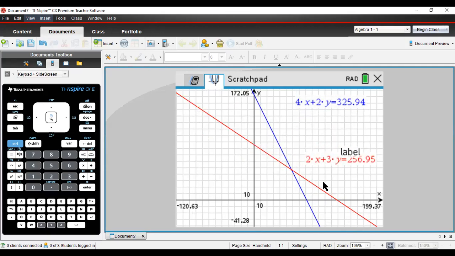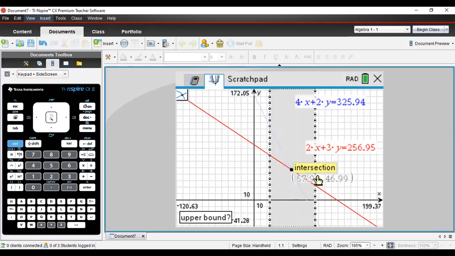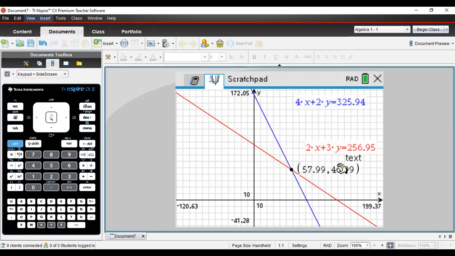Now, here are my 2 equations. Now all I have to do is find the intersection. So I'm going to go menu 64. We're going to go here, going to pull it here, and those are the two prices. So the X value is the adult tickets, the Y value is the children's tickets. So we can write on here that the adult tickets cost, what's that? It's the X coordinate, $57.99, and the children's ticket costs $46.99.